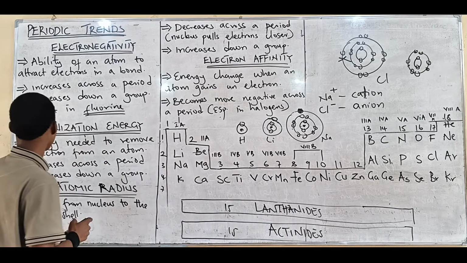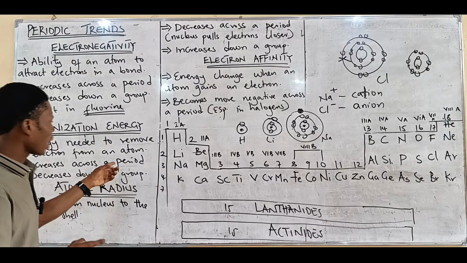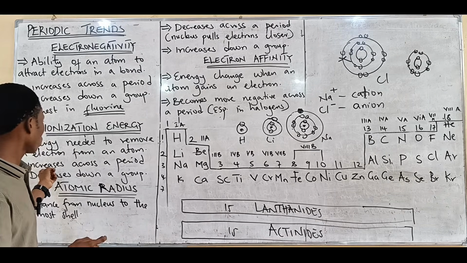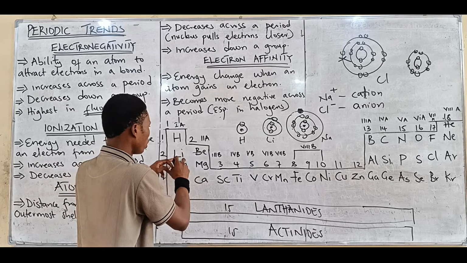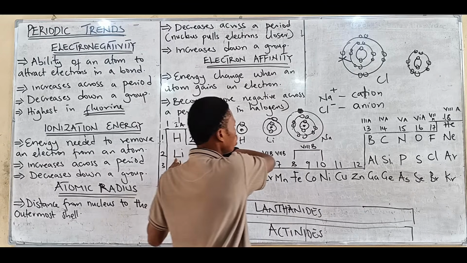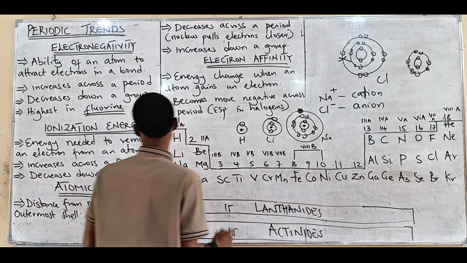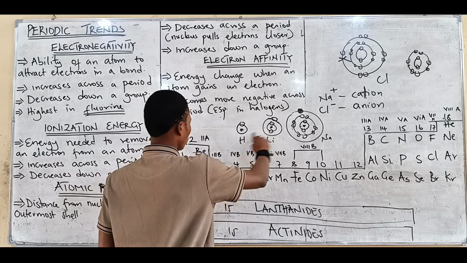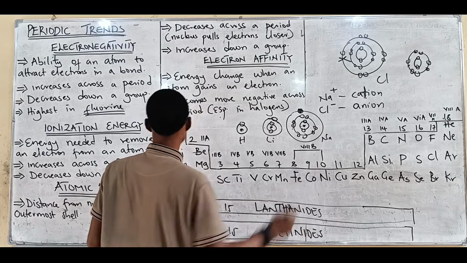We said that ionization energy increases across a period, right? Ionization energy increases across a period. Now look at the period here. From lithium to beryllium to boron, ionization energy is increasing that way because the energy needed to remove a valence electron increases that way.